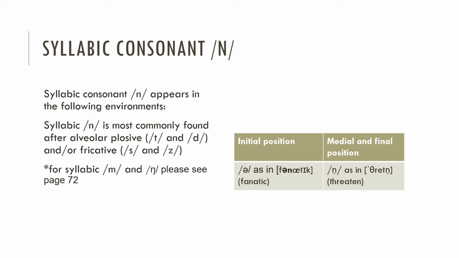Consonants m and ng both can occur as syllabic, but only as a result of processes such as assimilation and elision, which will not be discussed in this video. But one of the examples of a word that contains syllabic consonant m is upmost.